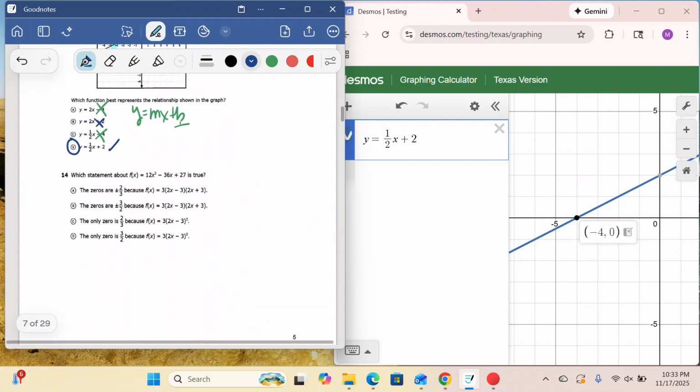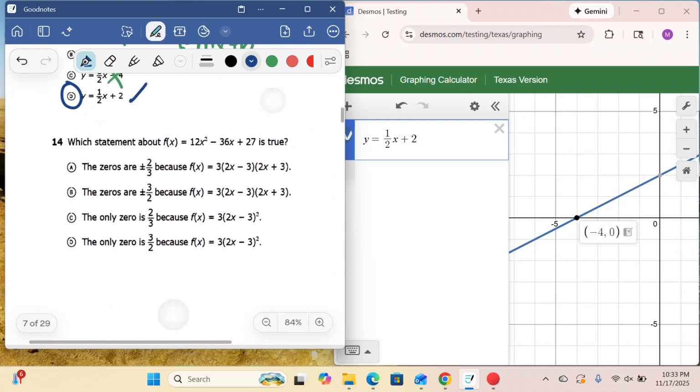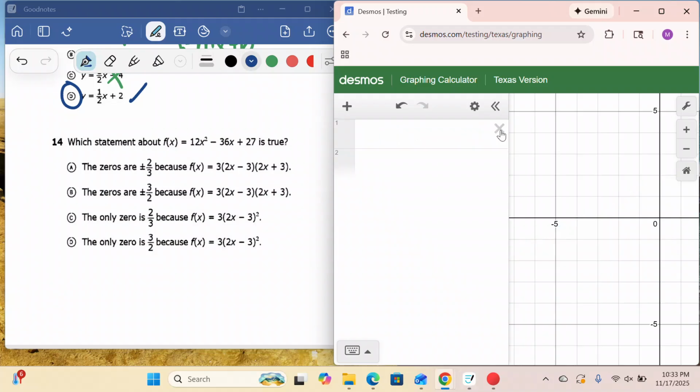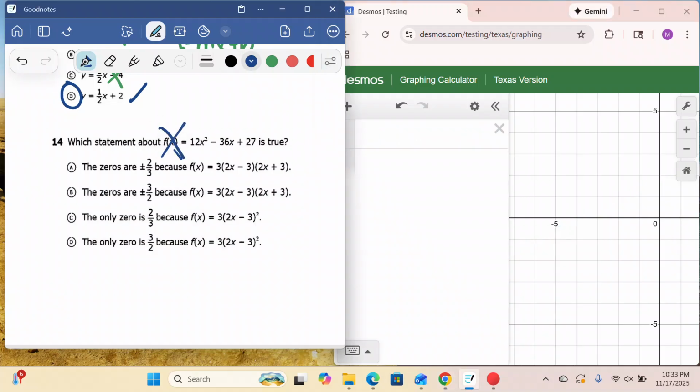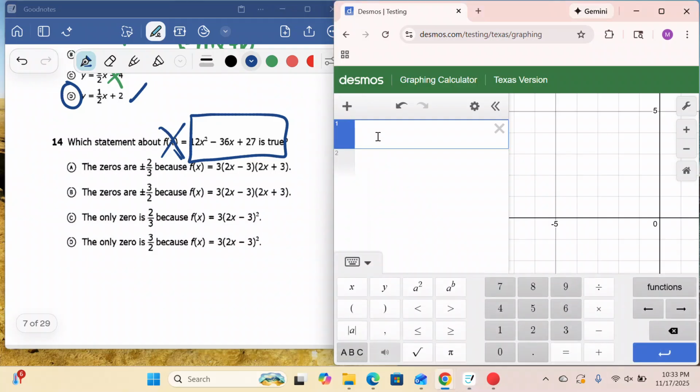Okay, so we're going to go on to number 14. Number 14, which statement about f of x is equal to 12x squared minus 36x, positive 27? So I don't have to worry about this f of x right here. I'm going to just input this into Desmos, 12x squared minus 36x, positive 27, and then I'm going to look at the characteristics of this graph.